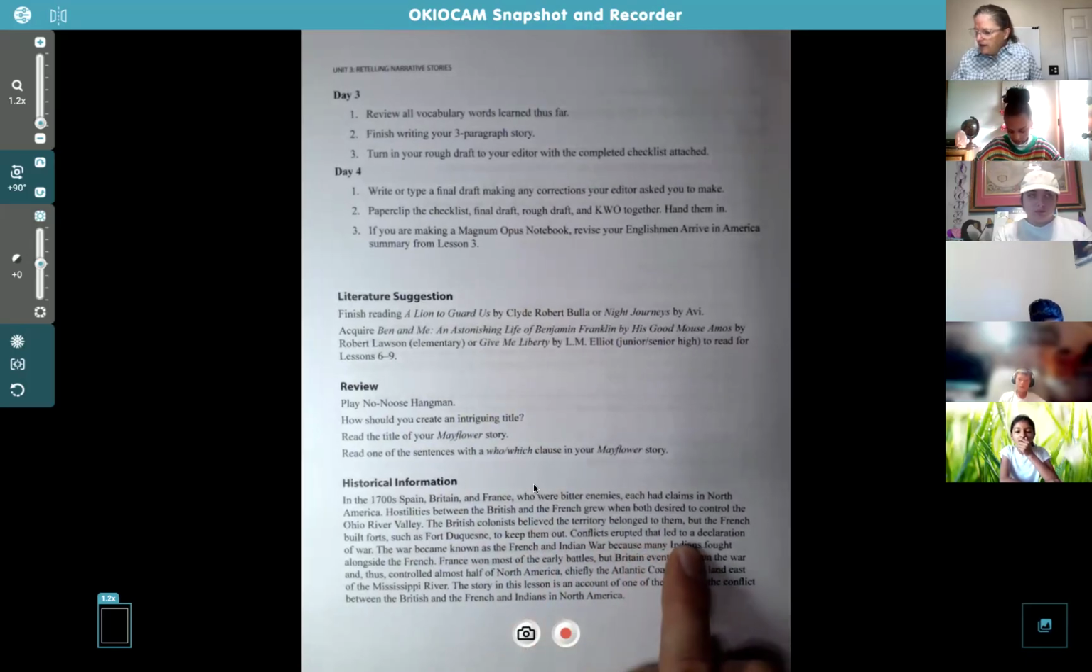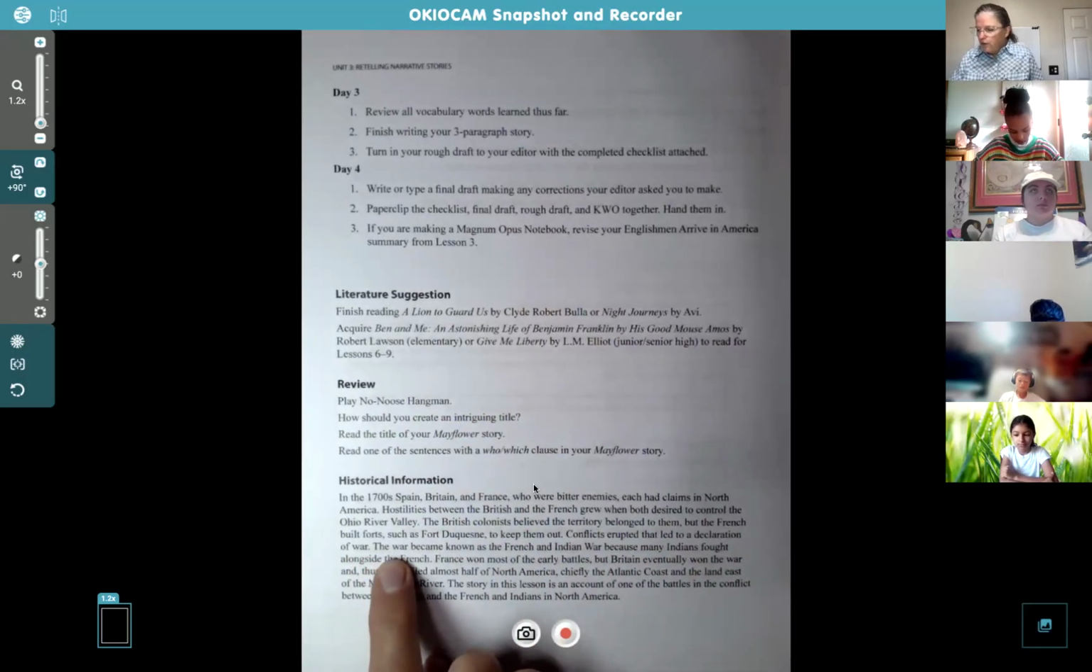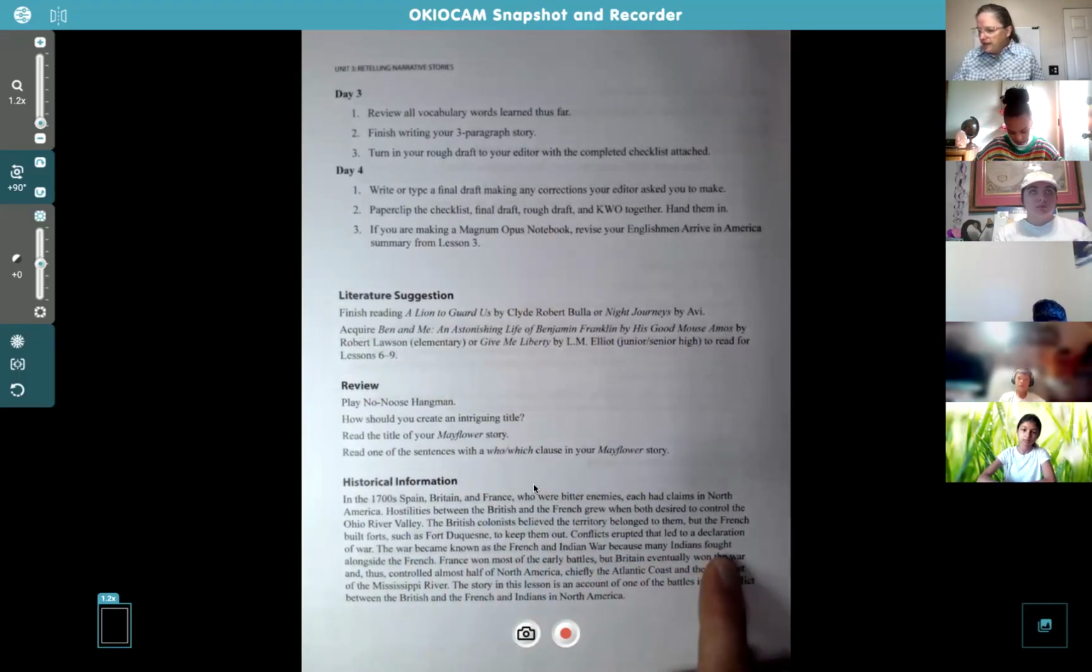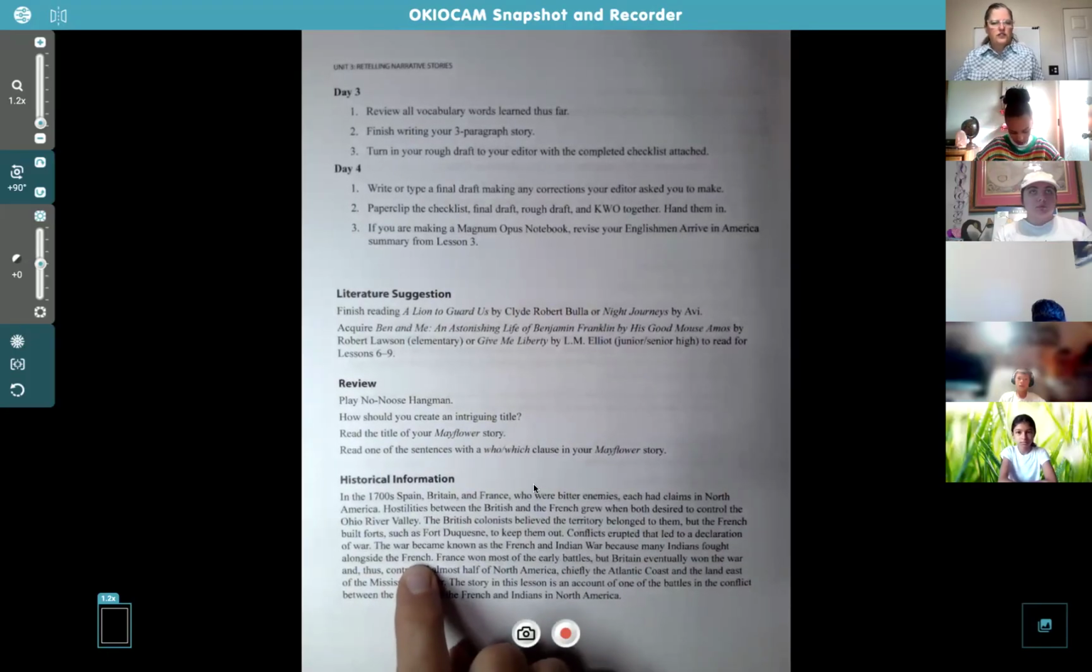Conflicts erupted that led to a declaration of war. The war became known as the French and Indian War because many Indians fought alongside the French.